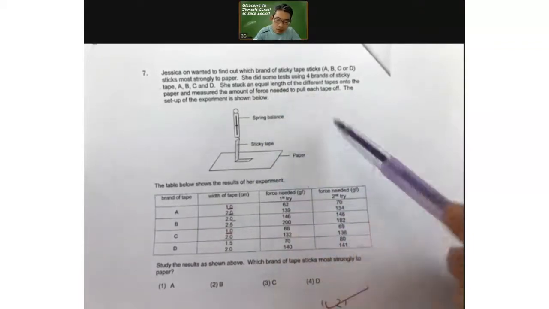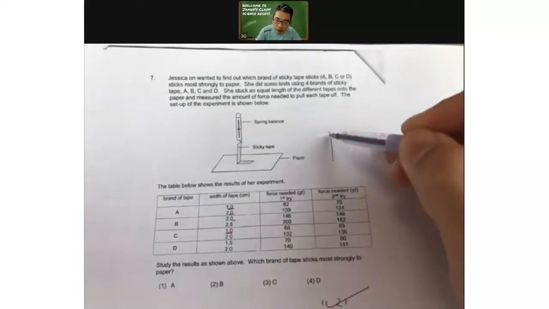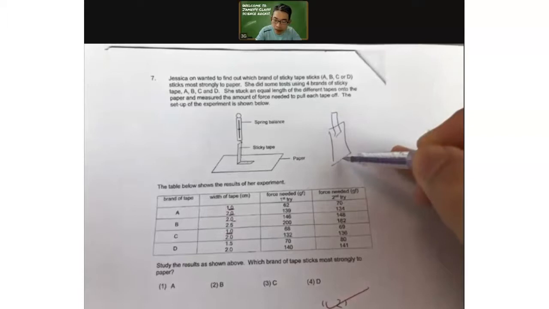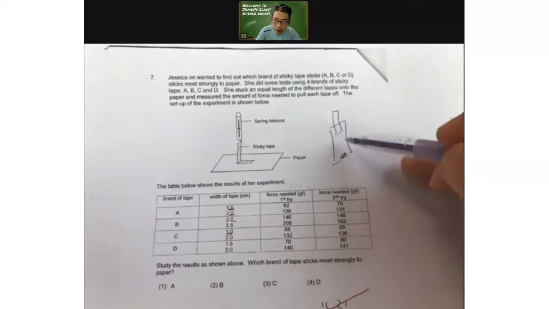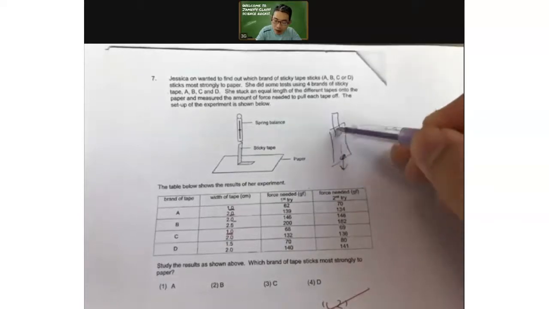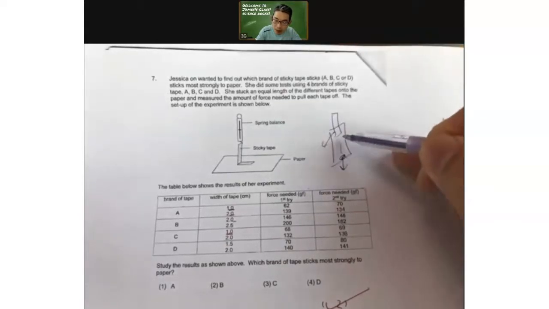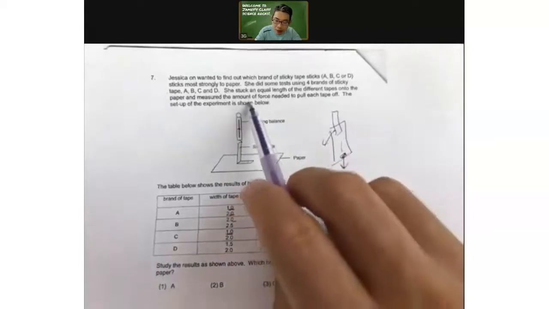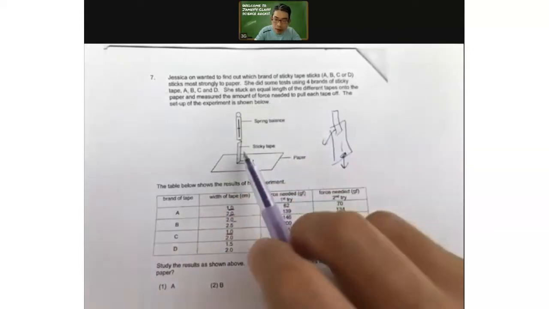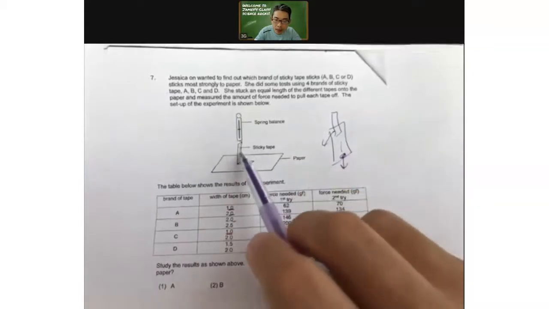pull each one off. So as I put a piece of paper here, for example, I put a piece of sticky tape over this, and then I attach some kind of mass. I'm just pretending, it's not exactly the same. I'm trying to see if I can pull this off until the paper comes off from the tape. It detaches it, right? The force needed to pull each tape off. Now, of course, they are pulling it this side. The tape is here, paper is here.